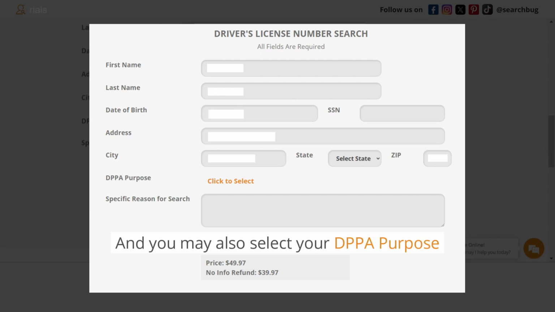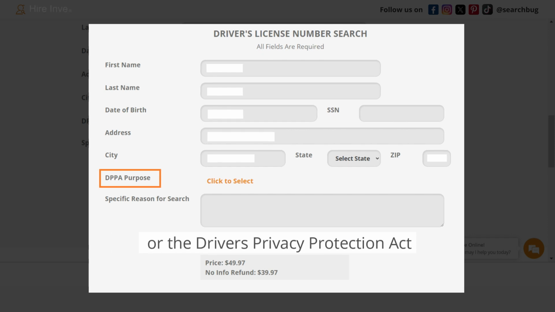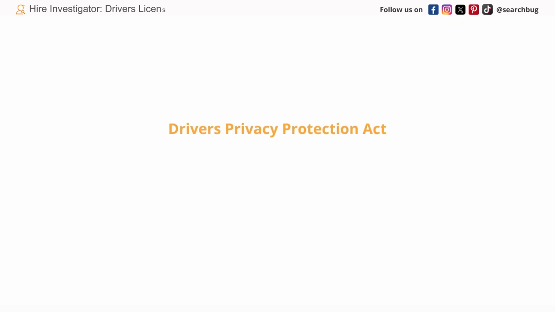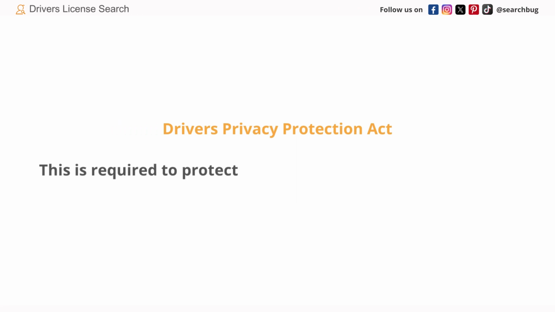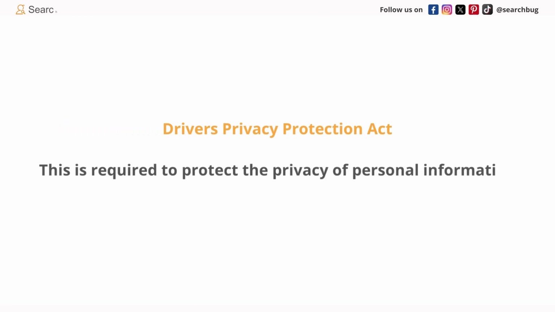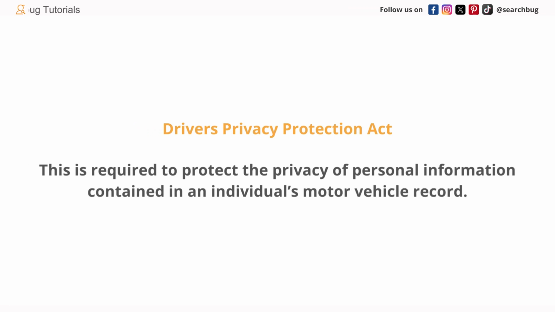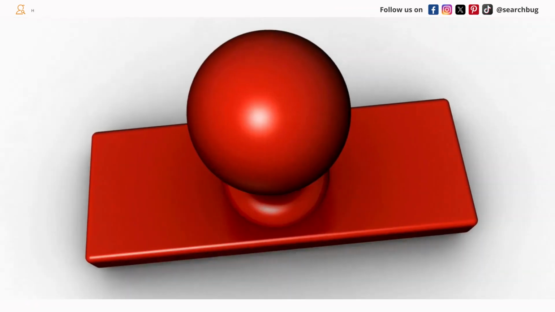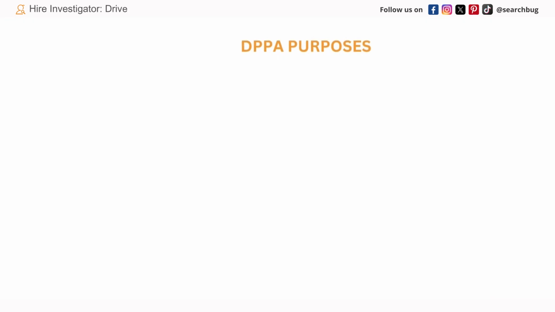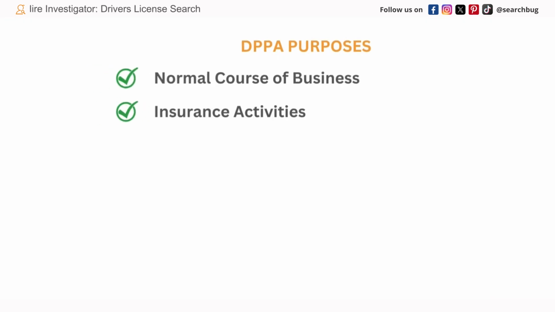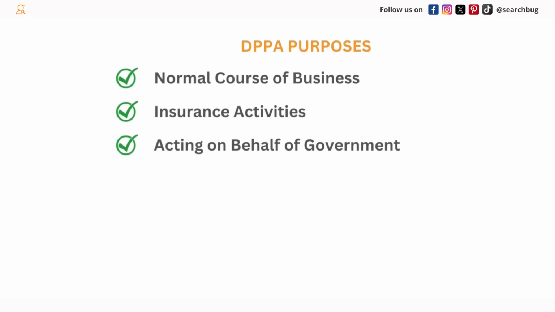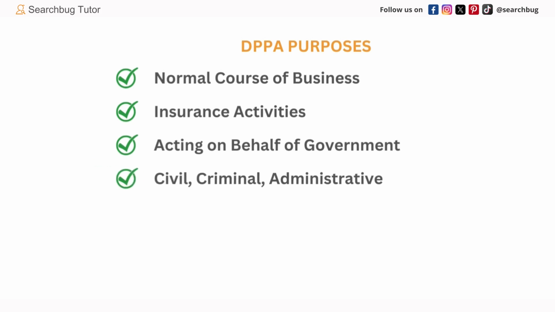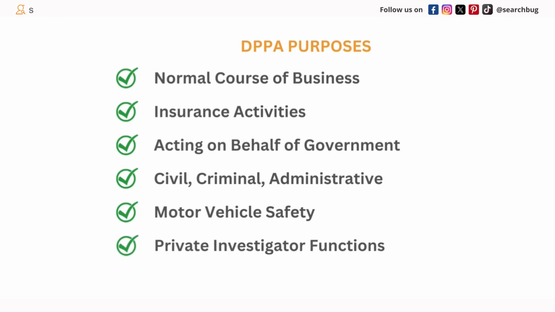And you must also select your DPPA purpose, or the Driver's Privacy Protection Act. This is required to protect the privacy of personal information contained in an individual's motor vehicle record. So the accepted DPPA purposes are the following: normal course of business, insurance activities, acting on behalf of the government, civil, criminal, administrative, motor vehicle safety, and private investigator functions.